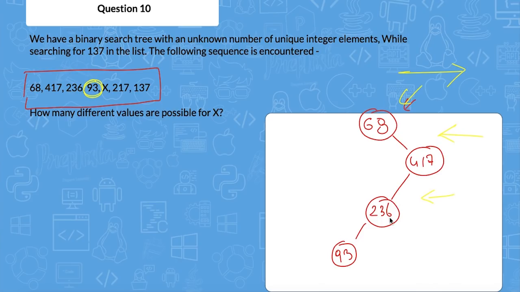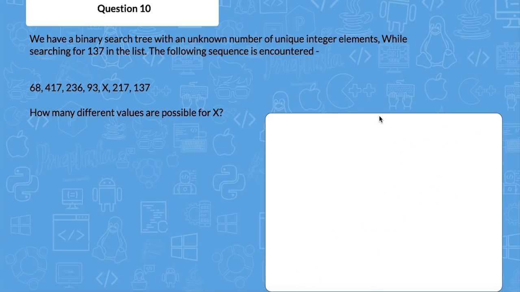Okay, and then we have x, and then we have 217. Now we don't know the value of x here. So x could be, let's say, here also, or maybe here also. Right. So let me just print it again, just for a better representation. 68 is here, then 417 is here, then 236 is here, and then finally 93 is here.